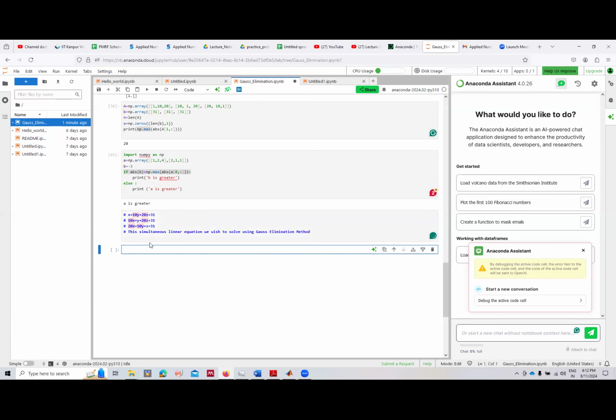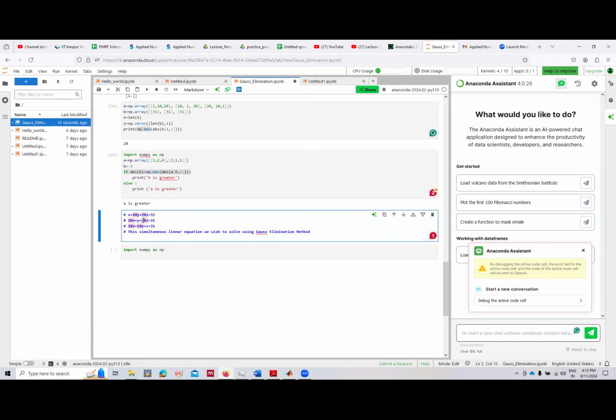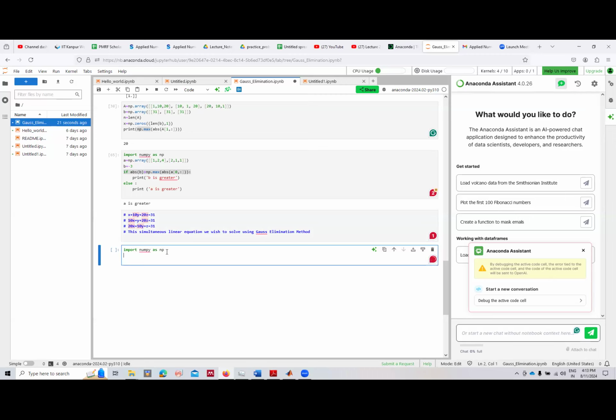So first I will import the numpy library, import numpy as np. Okay. Then I will take input. What will be my coefficient matrix A? Coefficient matrix A will equal 1, 10, 20, then 10, 1, 20, then the third row will be 20, 10, 1. And what will be my B matrix? 31, 31, 31.